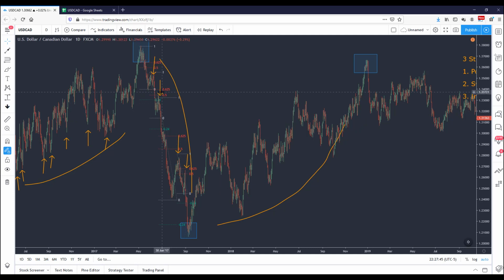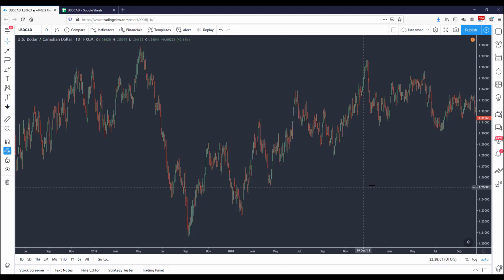Let me just quickly get these off the chart. Okay. There's got to be a faster way. There is a faster way. We'll move on. There you go.